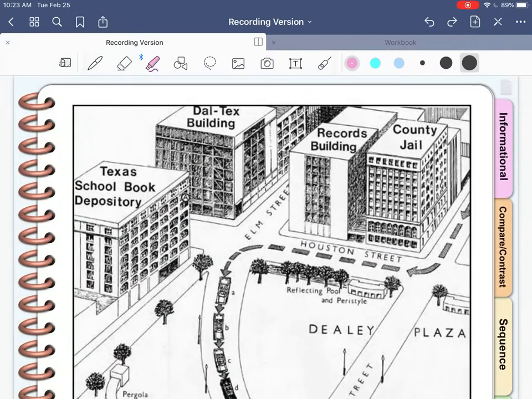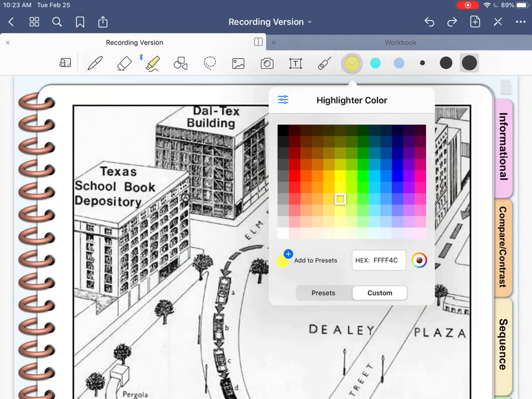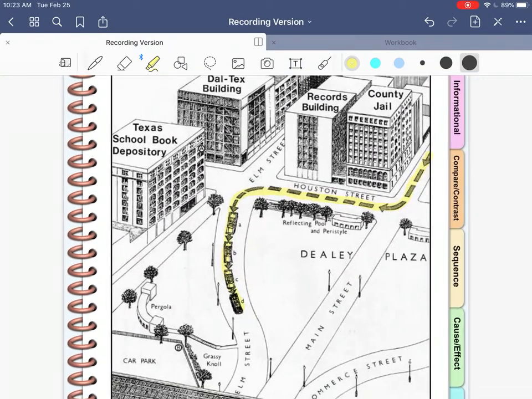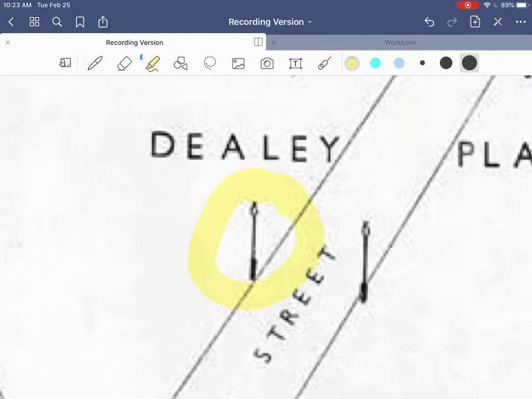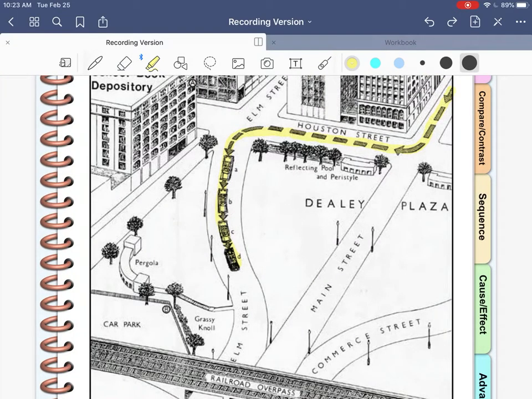The arrows are very important because they are leading us through the steps of this diagram. If you have your highlighter handy, I would go ahead and highlight this route that the motorcade on that day was following. So they're showing me the route that the car was taking. I do want to zoom in right here. These are not arrows. Those are supposed to be lamp posts, I believe, street lights. So don't confuse those with arrows.